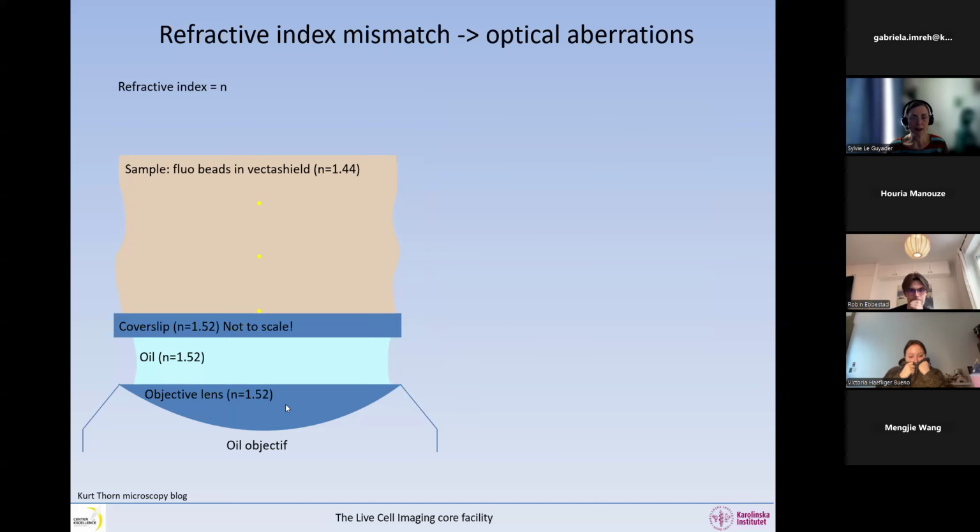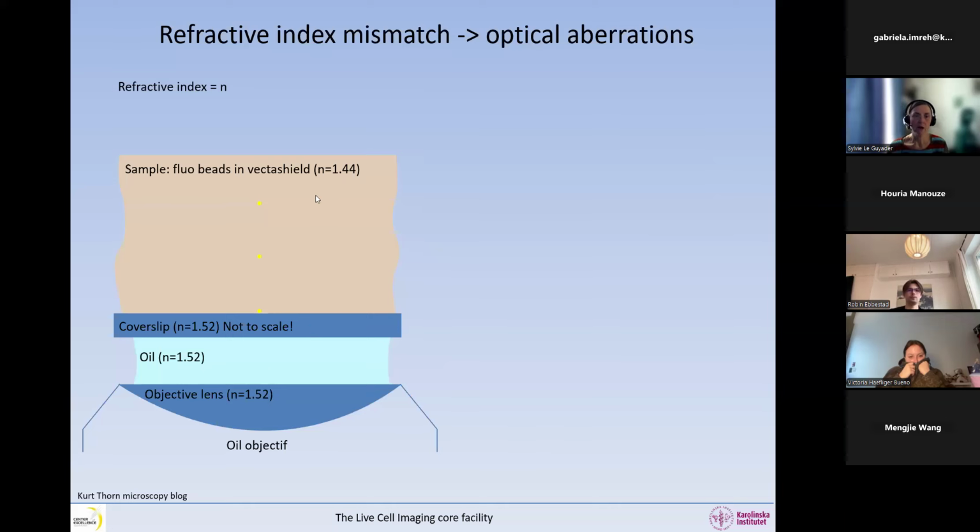So the front lens is made of glass, so the refractive index is 1.52. And here we put oil on the objective, and so it has the same refractive index. And here we put a cover slip. And afterwards, we have our sample. Our sample is made of fluorescent beads, like small fluorophores, in Vectashield. Vectashield has a refractive index of 1.44. So here we have the same refractive index, and here a different one.